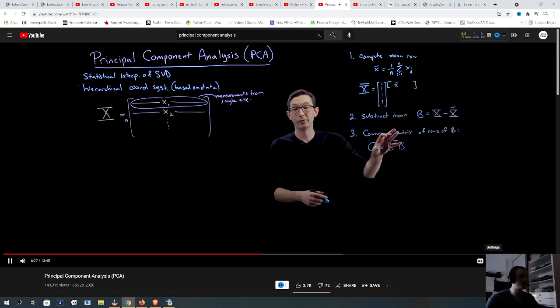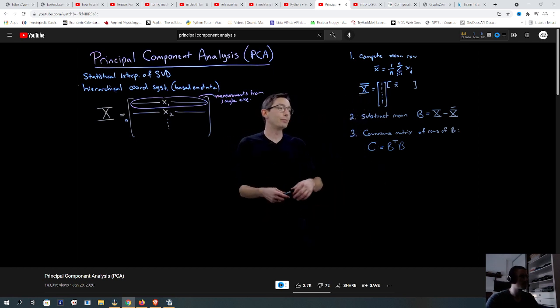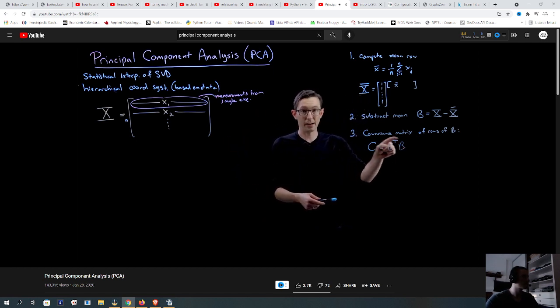Transpose X from before, but we've subtracted off the mean. Now what we're going to do is compute the leading eigenvectors of this correlation matrix.